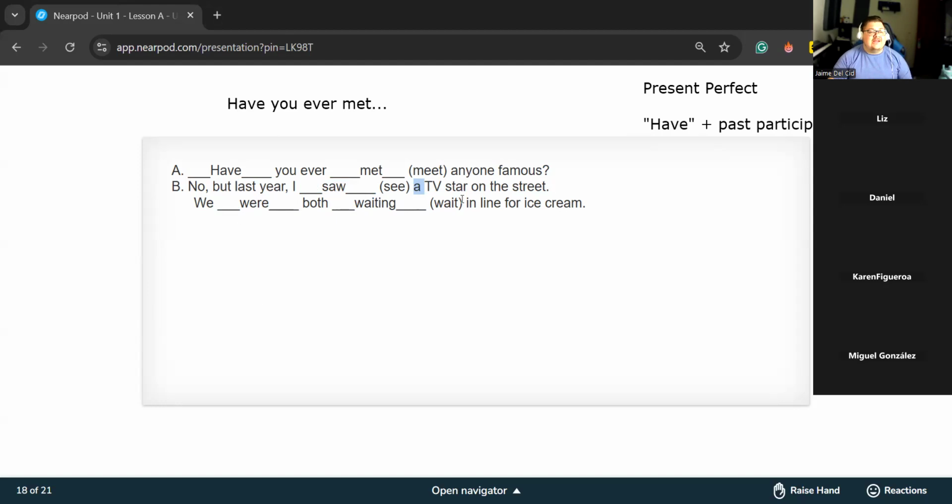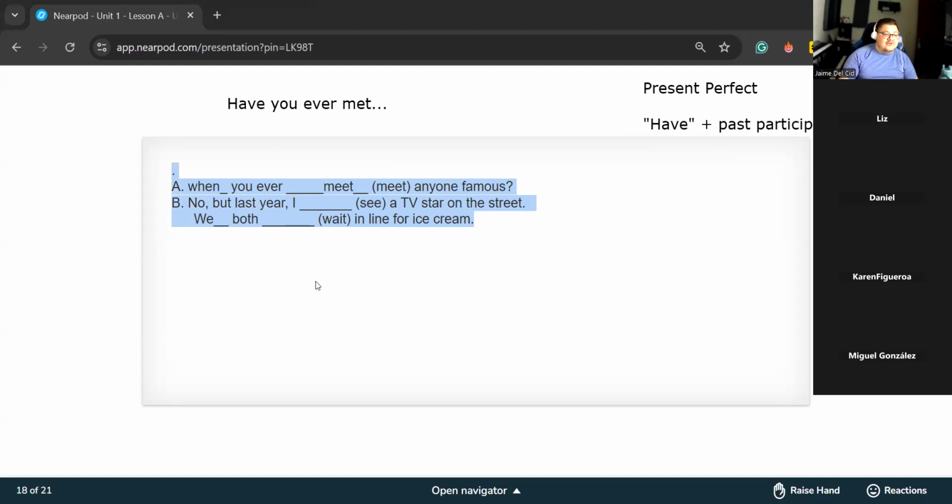We were both waiting in line for ice cream. Aquí nos da un poco del contexto. Otra vez lo que venía en la anterior, ¿verdad? El simple past me ayuda a hablar de acciones que son completadas. Normalmente son repentinas también, ¿verdad? Y por otro lado, el past continuous me ayuda a darme contexto, un poco de historia. ¿Qué estaba pasando? I saw a TV star on the street. We were both waiting in line. Ambos estábamos esperando en línea o en la fila para el helado.